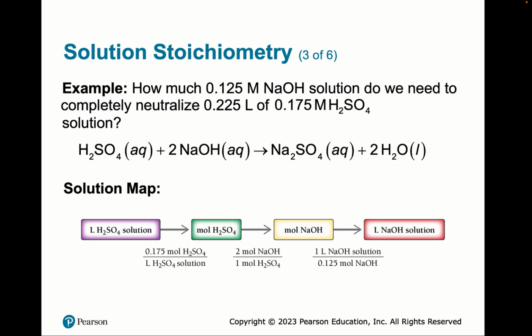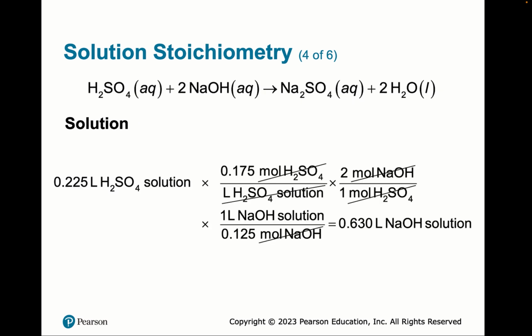So for instance, how much 0.125 molar sodium hydroxide solution do we need to completely neutralize 0.225 liters of 0.175 molar sulfuric acid? The tricky part of this one is that, from the balanced chemical equation, you need twice as many moles of sodium hydroxide as you do sulfuric acid. So you need the 2-to-1 molar ratio between the sodium hydroxide and the sulfuric acid. This is going to change the numbers a little bit.